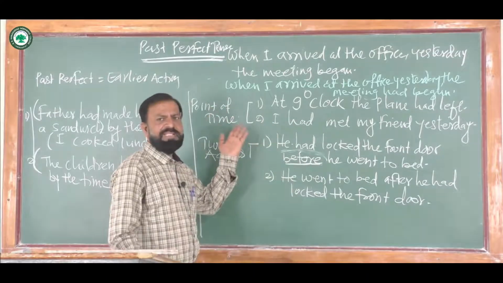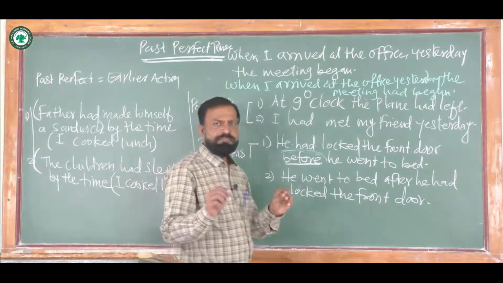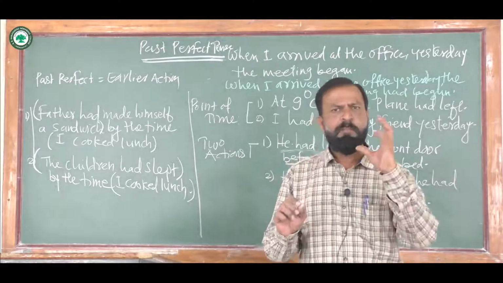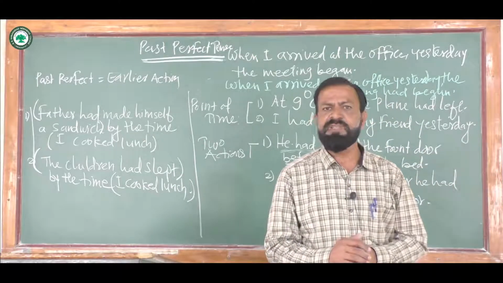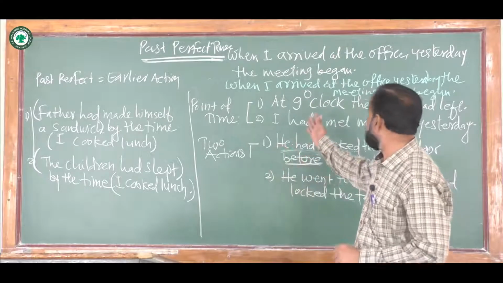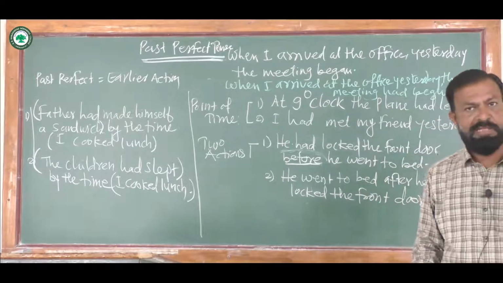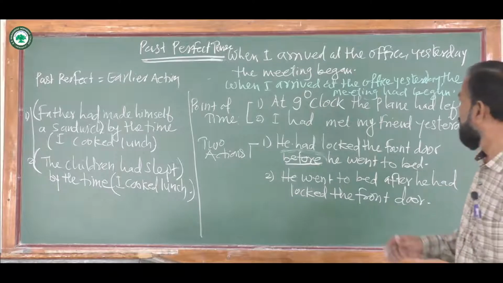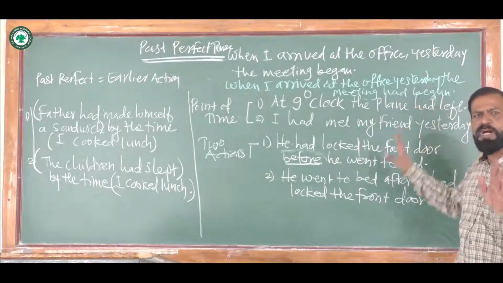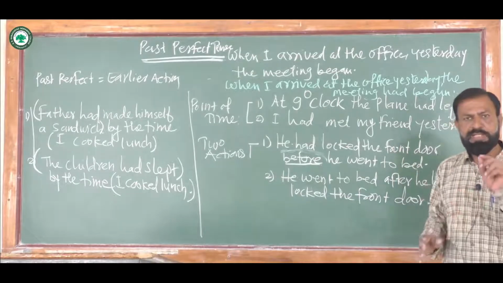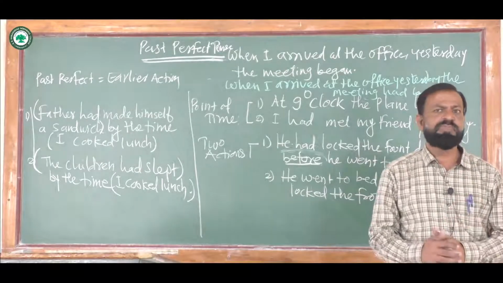Now see, when we look at the uses of past perfect tense, you will notice that when we want to show some point of time in the past, we have to use past perfect tense. For example, at 9 o'clock, the plane had left. At 9 o'clock, the plane had left. See, here had is used and left, the past participle of the verb. Here the sentence expresses a point of time in the past.